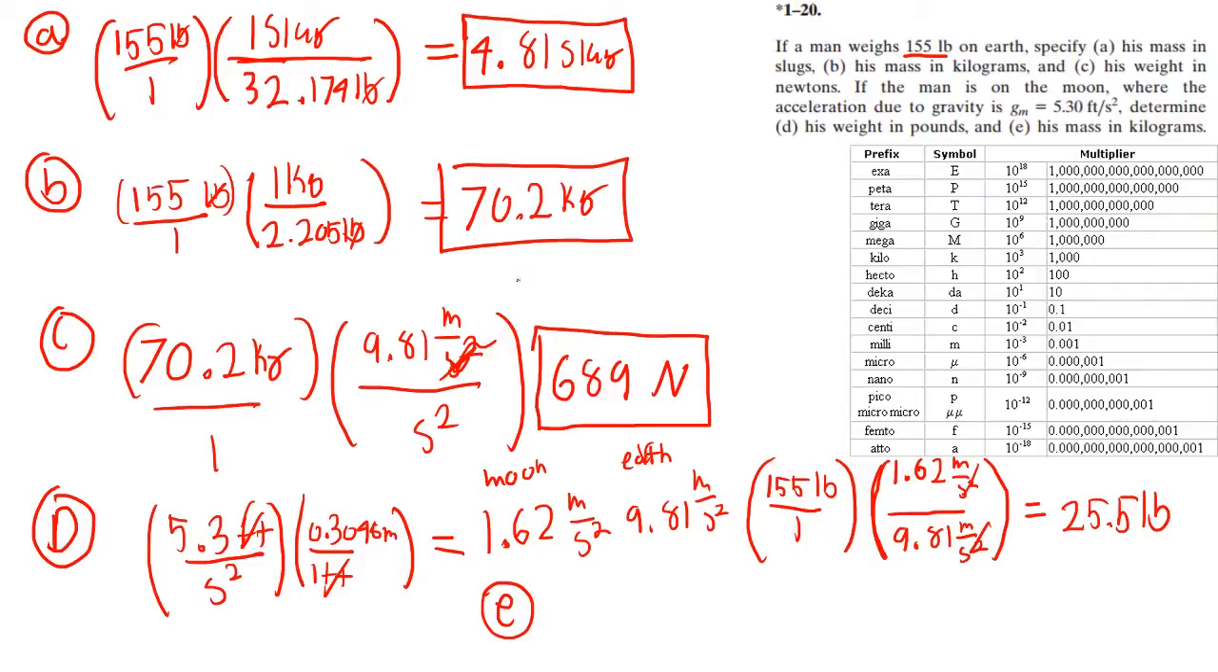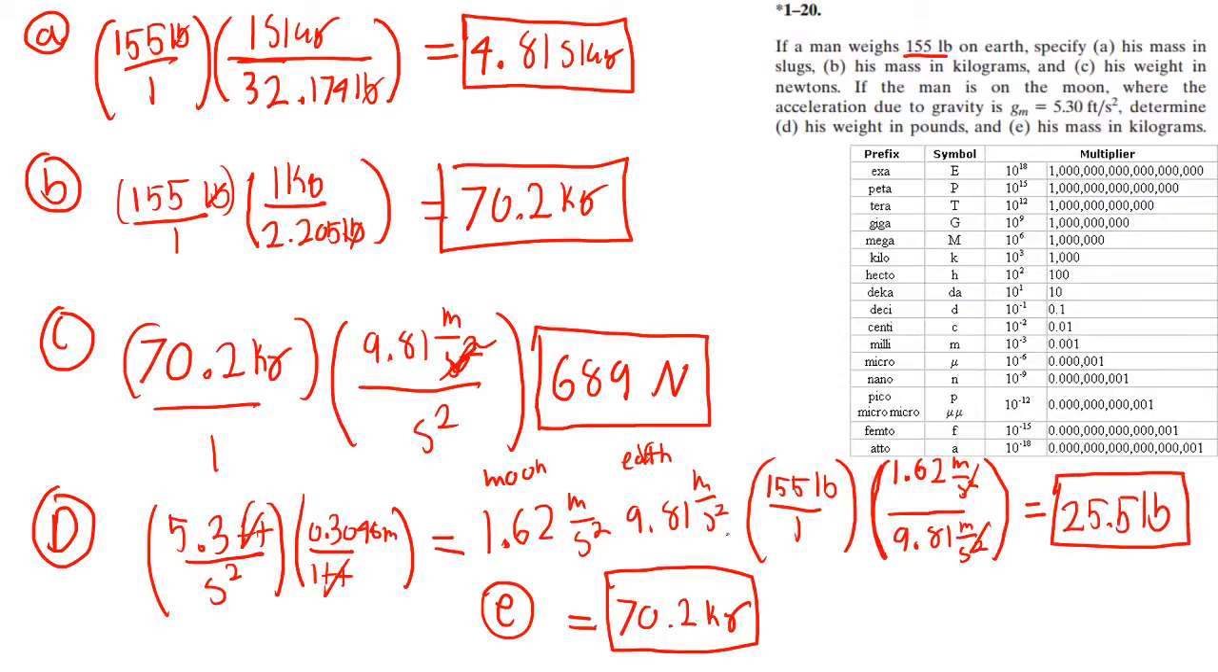Mass is a constant measurement. It's not a measurement due to gravity, unlike newtons and pounds in some scenarios. Mass is a constant. So finally, for E, his mass in kilograms is simply 70.2 kilograms. Hope you saw that coming. We're going to box that. We're going to box 25.5 pounds. And that's the answer for this.